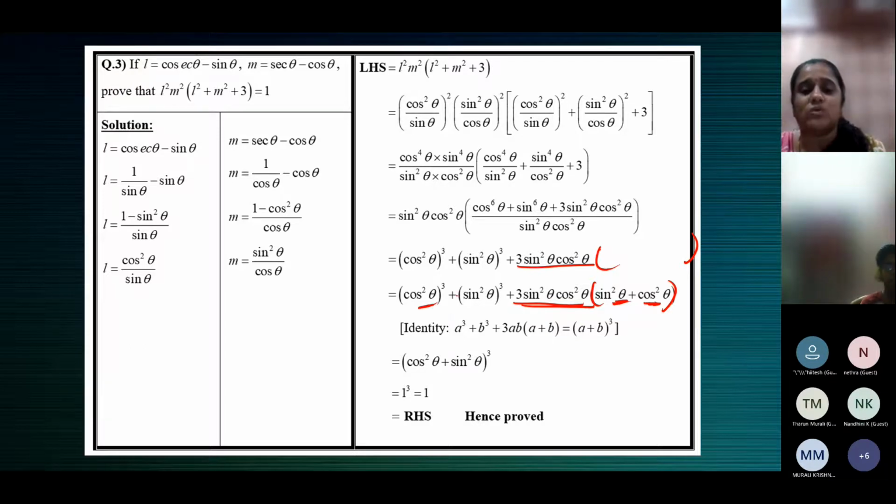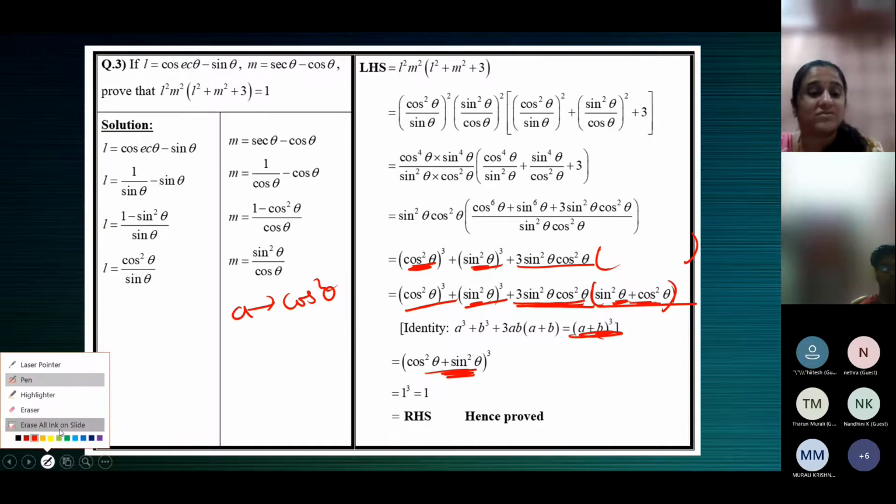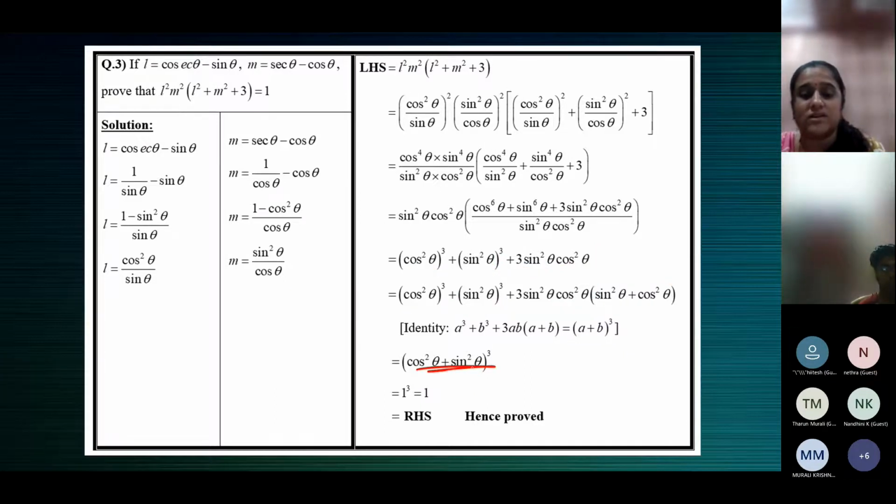Now it's of the form A cubed plus B cubed plus 3AB into A plus B, which is A plus B the whole cube. Cos square theta plus sine square theta, the whole cube, because A is cos square theta and B is sine square theta. Now what is cos square theta plus sine square theta? It is 1. 1 cubed is 1, which is the RHS.